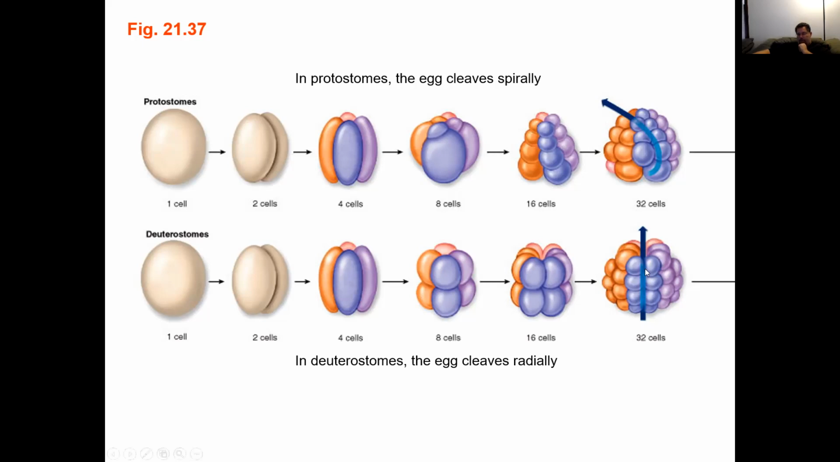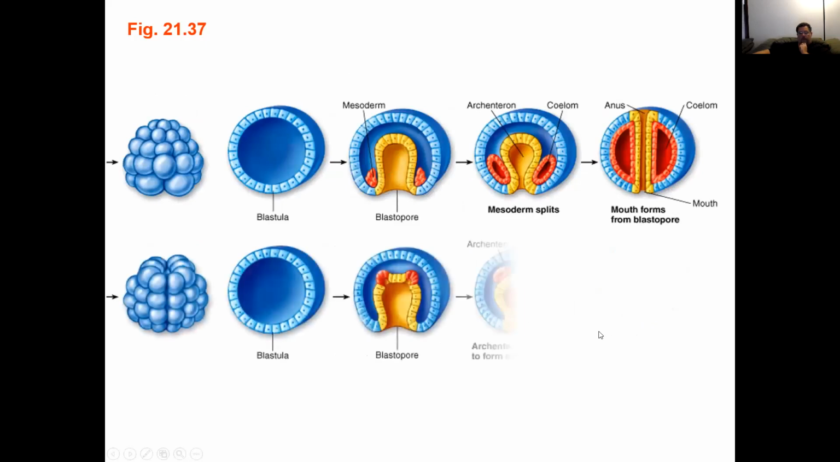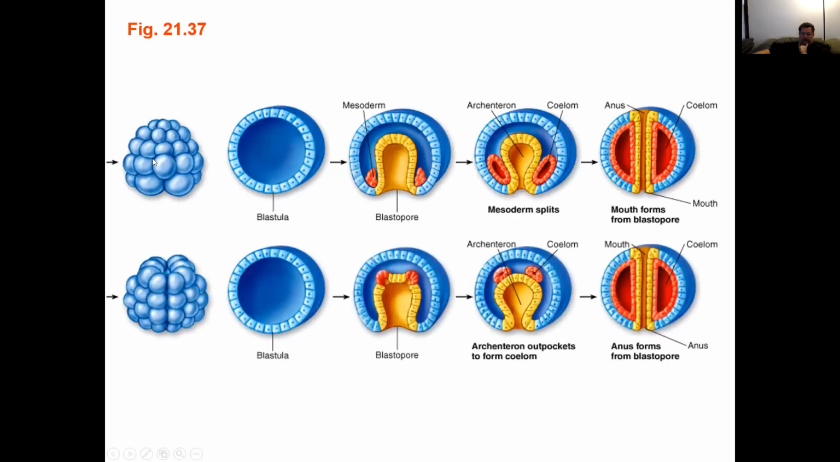And then here we divide again and so forth until we have up to 32 cells, and they're relatively on top of each other. See how the colors are the same? That means those cells came from that group. So going on to the next page, this is again the protostomes up here and the deuterostomes down here, and we have spiral cleavage.